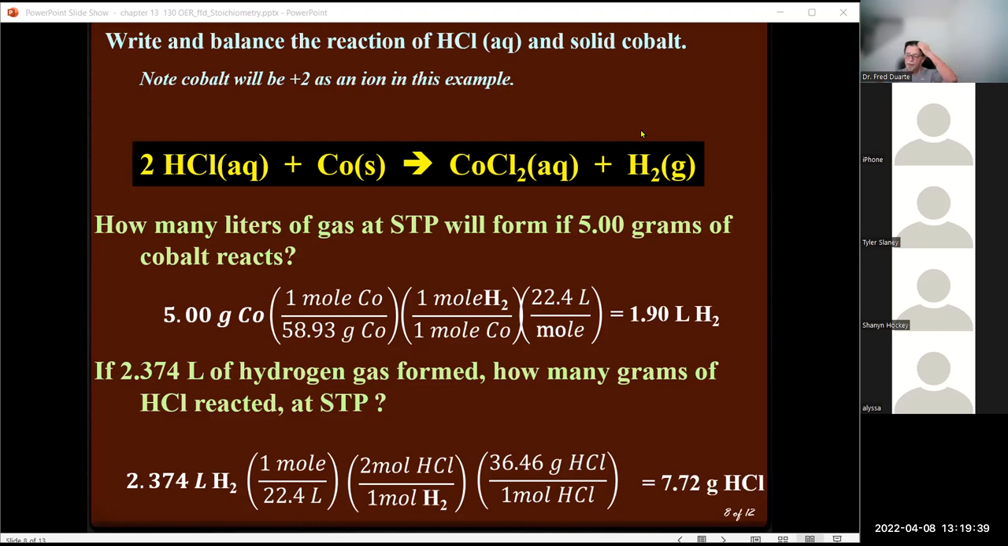Okay, so 7.72 grams of hydrochloric acid, and this is with a sufficient amount of cobalt in there, which we don't have to worry about because we're not being asked a question about cobalt. Just a question between hydrochloric acid and hydrogen gas. So 2.374 liters of hydrogen gas means that 7.72 grams of hydrochloric acid must have reacted.